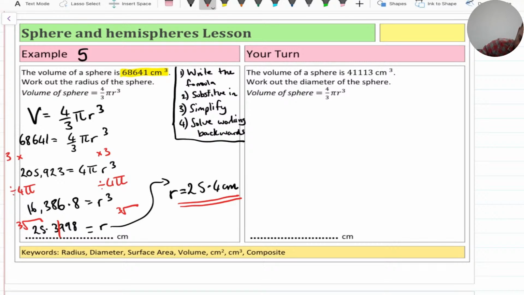So it's tricky, that, because there's a few steps we need to follow. We write down the formula first. We substitute in the values we know, which in this case is the volume. And then we work backwards to find out the radius. So have a go at that one on the right-hand side.